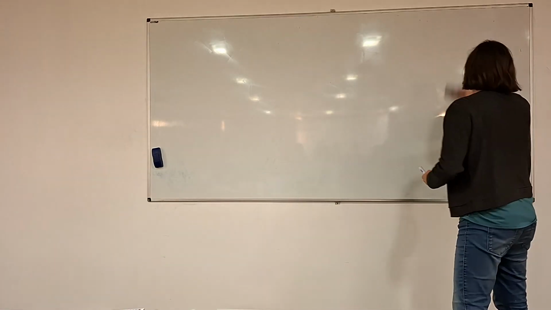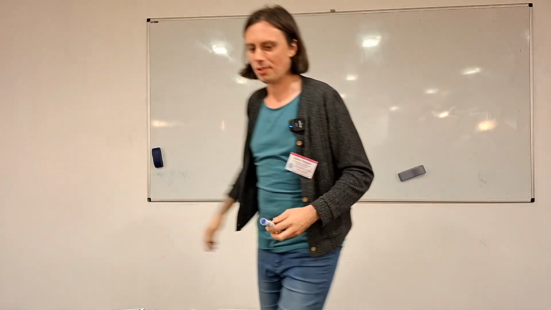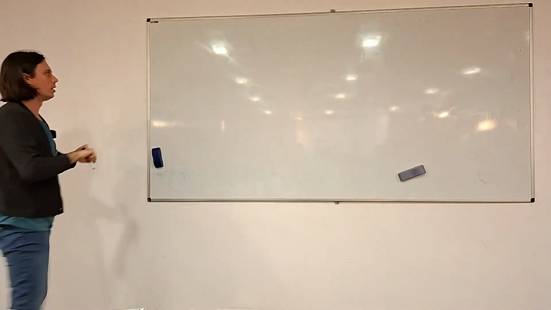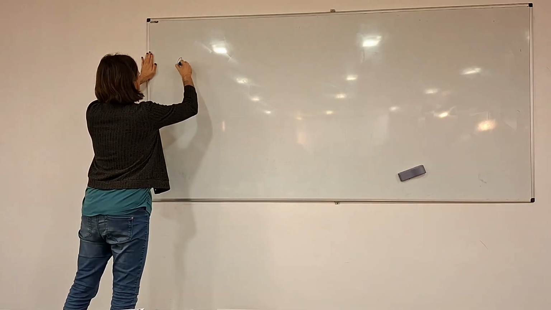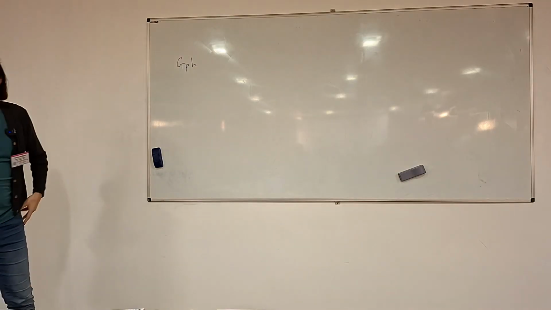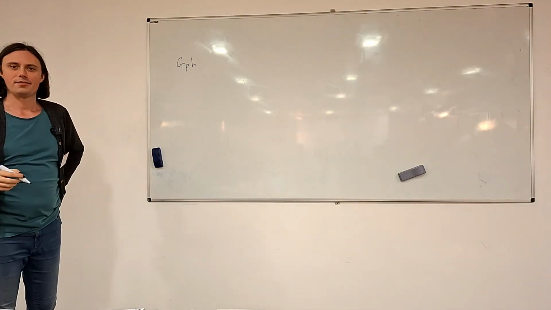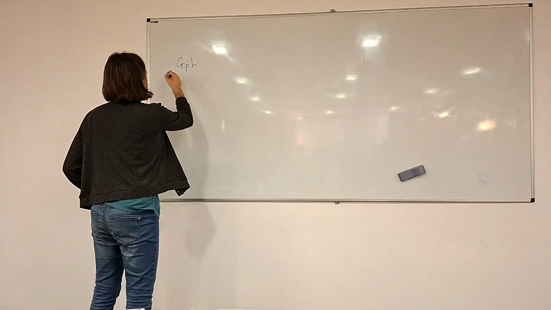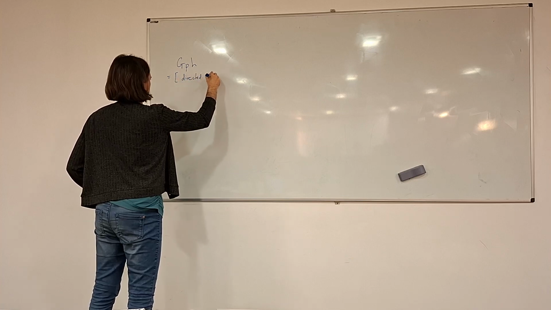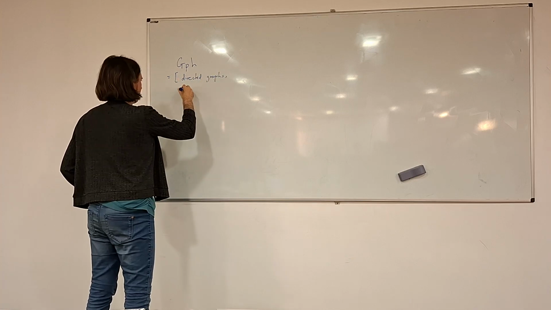Okay, let's talk about structured cospans. This thing is the category of directed graphs, and graph homomorphisms.